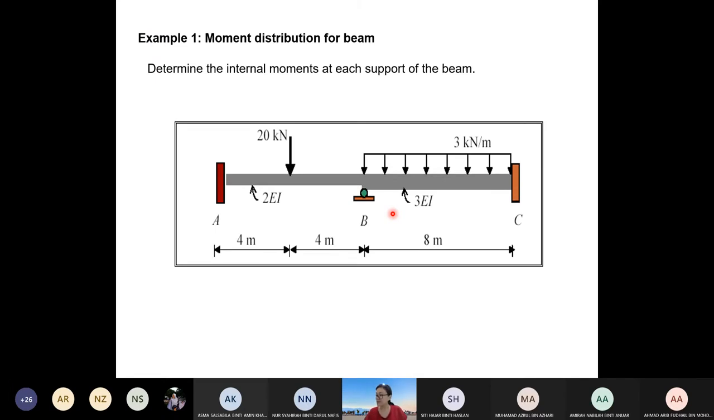Maybe we can start with this example one, then we can have a break. Now we need to determine the internal moments at each support of the beam. In this case we have fixed, pin and fixed.